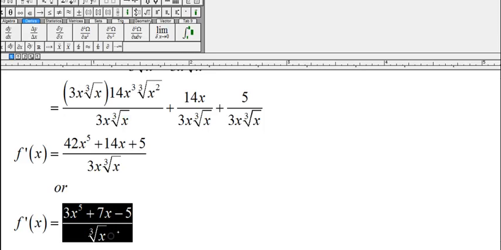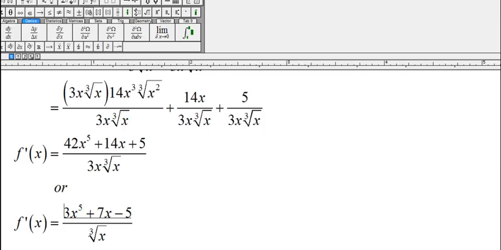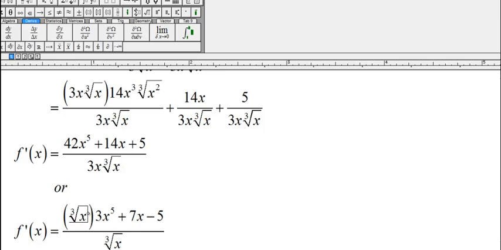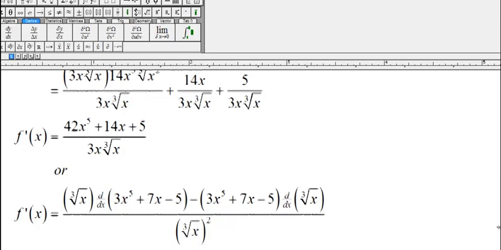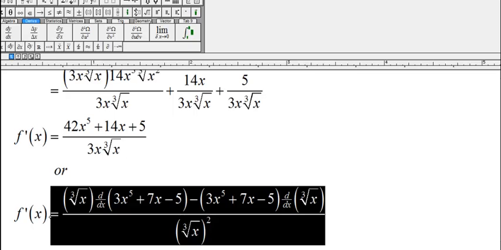The way the quotient rule works, it's the bottom times the derivative of the top, minus the top times the derivative of the bottom, over the bottom squared. Let's see where this gets us.